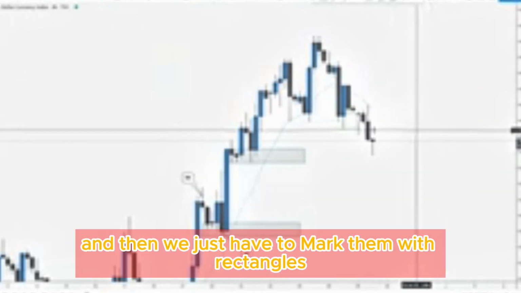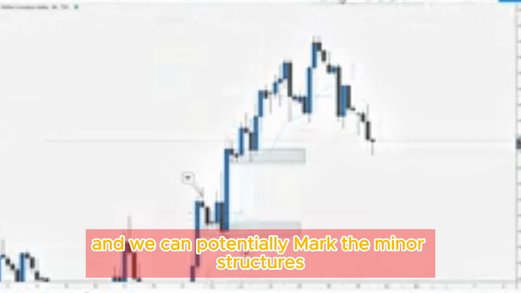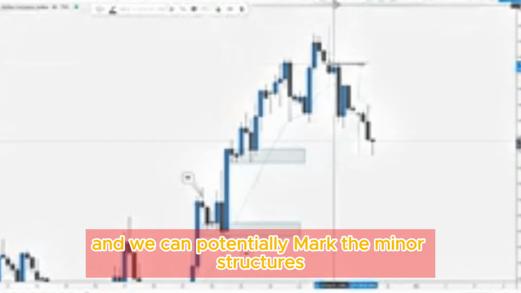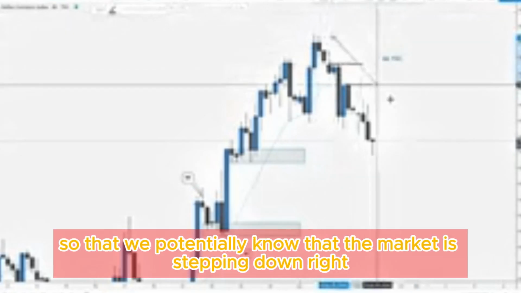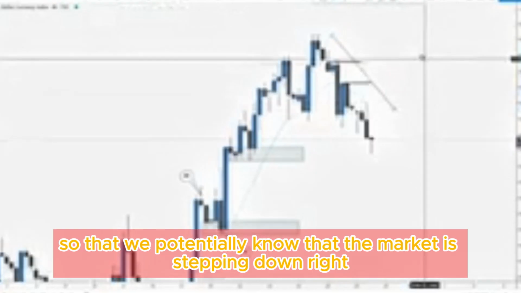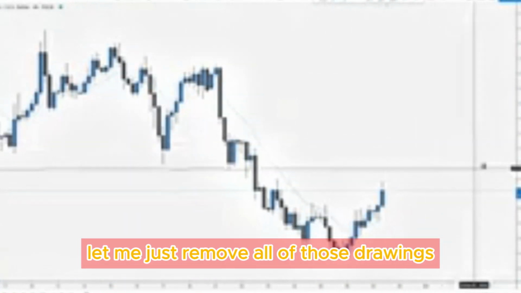And then we just have to mark them with rectangles. We mark the major structure with rectangles, and we can potentially mark the minor structures like this with little lines, so that we potentially know that the market is stepping down. Right? So I just want to have a look at some examples, guys. Let me just remove all of those drawings.